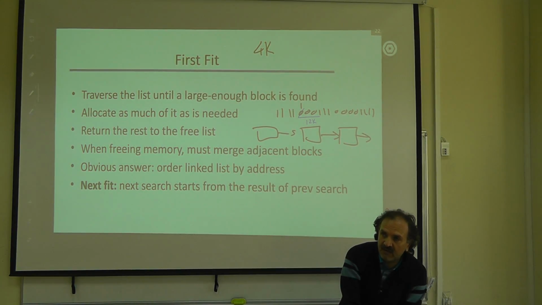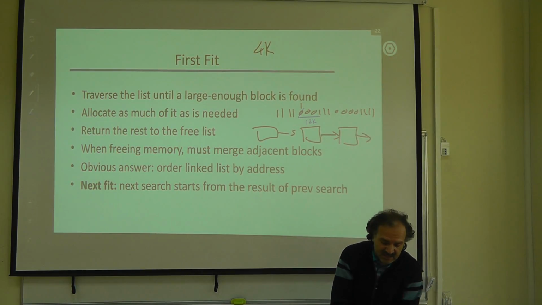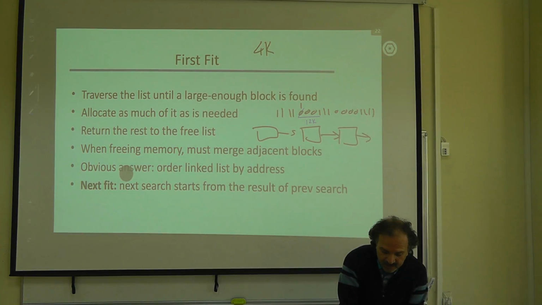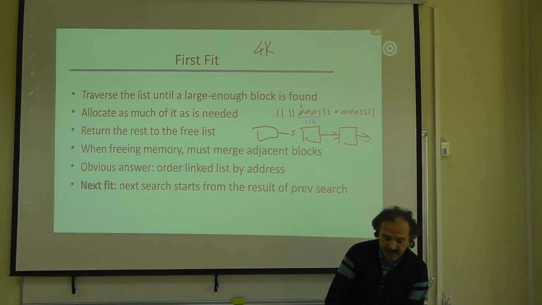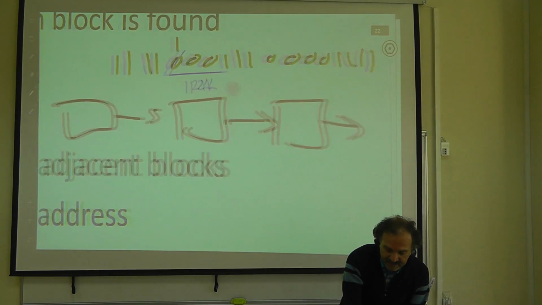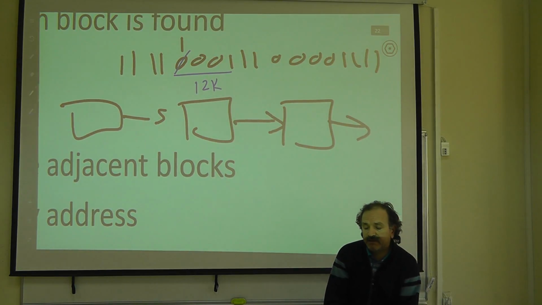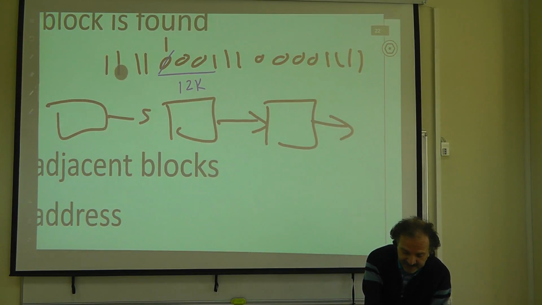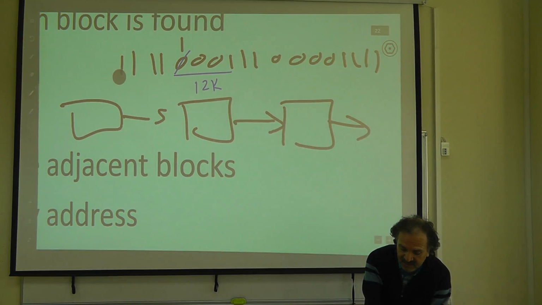And when you are freeing the memory, you must merge adjacent blocks, which we already know, either with the linked list or the bitmaps. And if you are using the linked list, the obvious solution is to order the linked list by address. So how do I order? I mean, the bitmaps are already sorted by the address, because I know this is the beginning, then this is the next one, then this is the next one, and this is the next one.